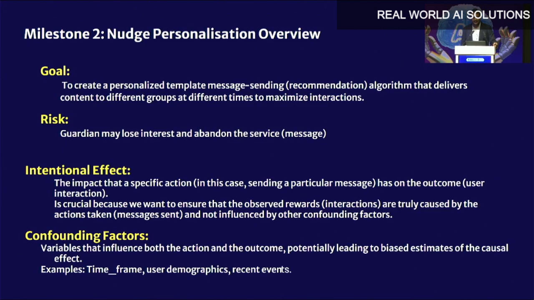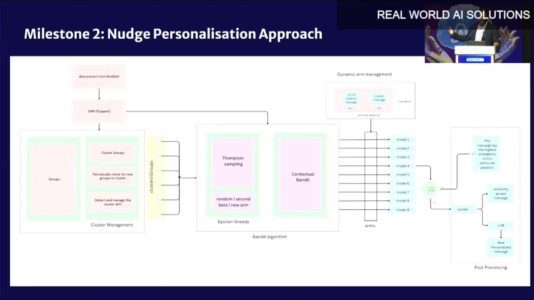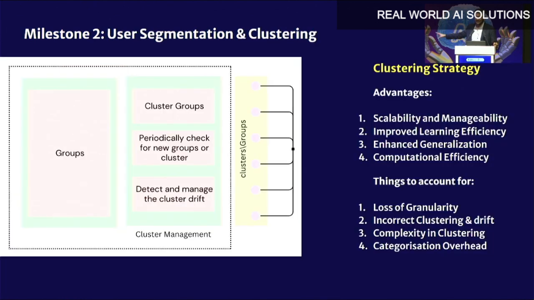Secondly, on how we do the nudge personalization, this looks really complicated, but I'll try to break it down. There are two strategies. First, you find an automatically clustered group of individuals and say that you're all similar in this way, that you like goal setting. This allows us to greatly enhance generalization, computational accuracy, and scalability.